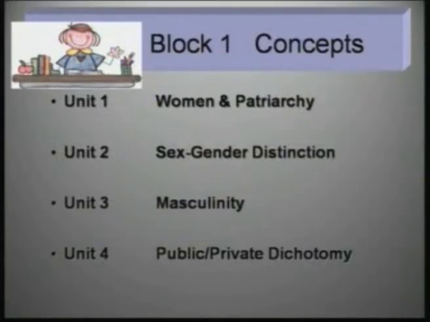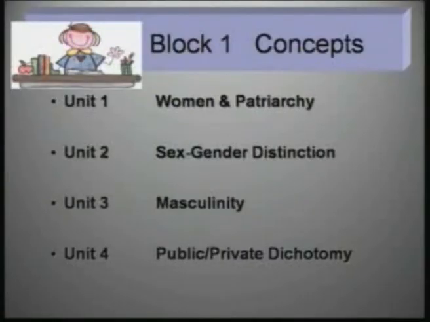We come to the second unit of this block, which will be sex and gender. The unit starts with how sex and gender as a system evolved. Then there will be a description of gender roles and patterns within our society. The next aspect covered in this unit is sex and gender binary. Then is the feminist critique of the sex and gender binary system.